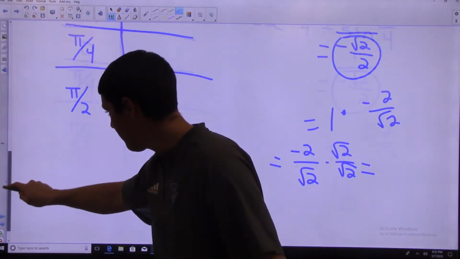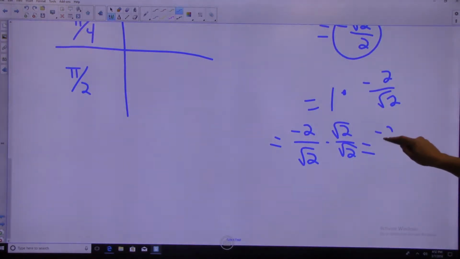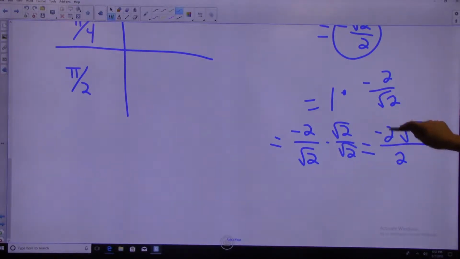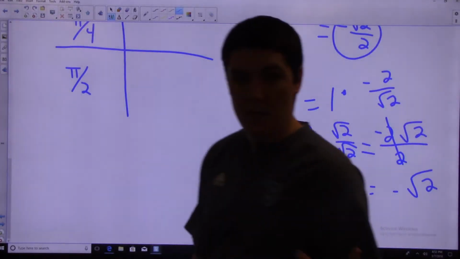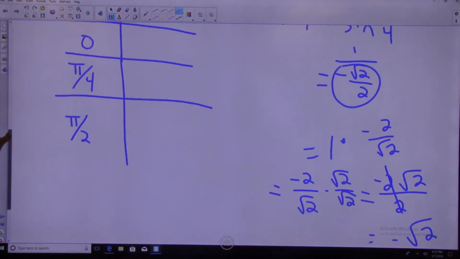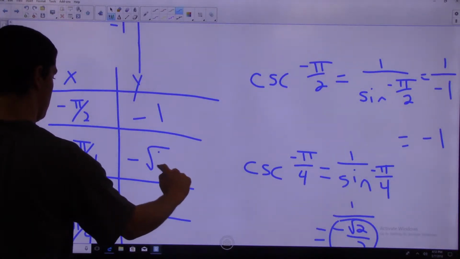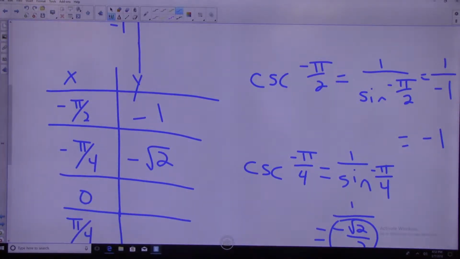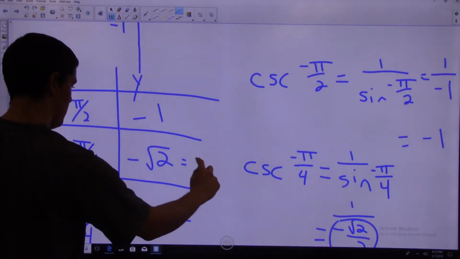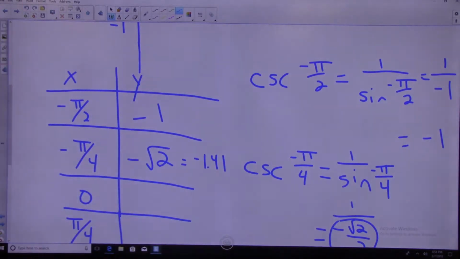So it's going to be negative 2 times the square root of 2 over 2. And what happens to the 2's? Well, they cancel. So this will be negative square root of 2. When I say cancel, guys, I mean they divide to equal 1. So negative square root of 2 would be the answer for that. Now, if you type that into your calculator, negative square root of 2, the square root of 2 is 1.41. So negative 1.41 would be the decimal approximation.